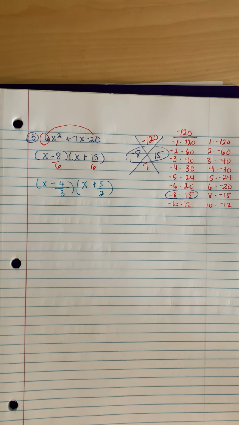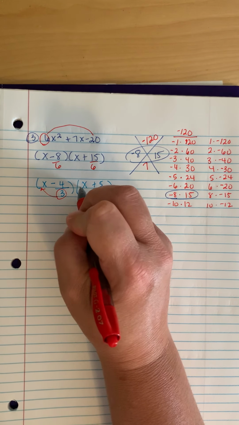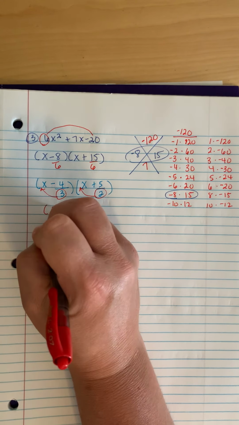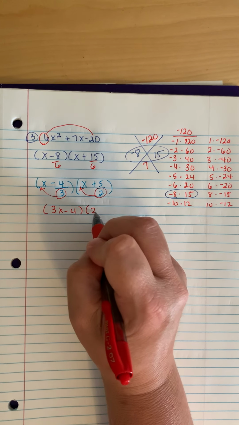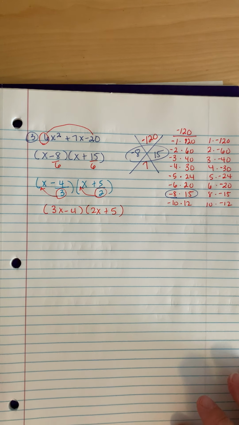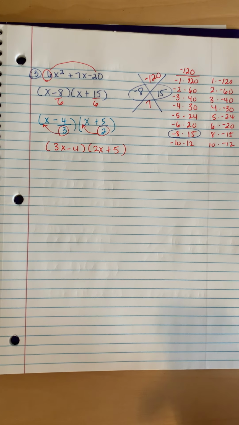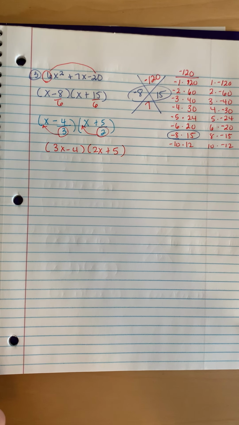Remember to swing your number up. It goes up there beside the x. So 3x minus 4 and then 2x plus 5. And those are going to be your factors right there. That is pretty much all you need to do with ax squared kind of problems.